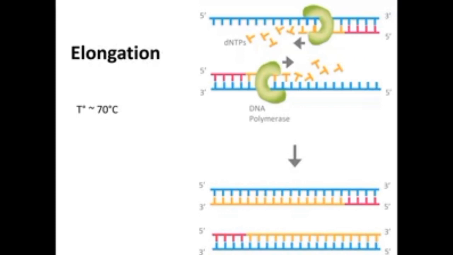These three phases are repeated in various cycles, amplifying the DNA. But how can we visualize this DNA?